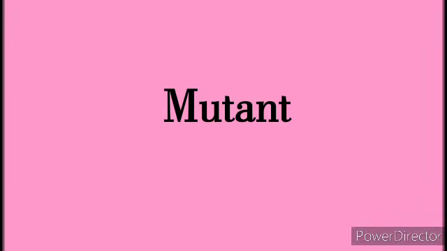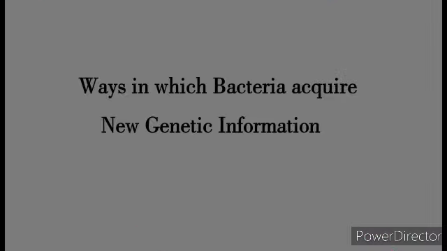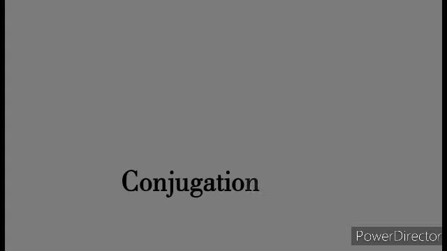Mutants are those organisms that contain the mutation, while mutagens are those agents, such as physical or chemical agents, which affect the chromosomes and cause the mutation. Here are the ways in which bacteria can acquire new genetic information: lysogenic conversion, transduction, transformation, and conjugation.